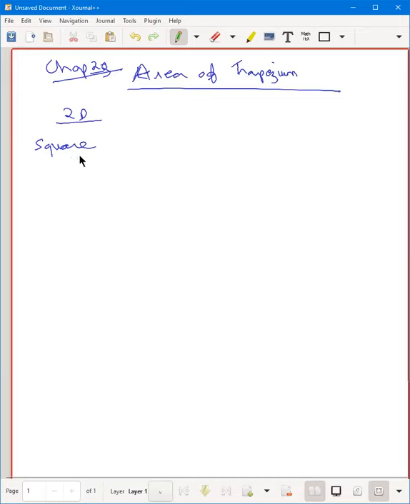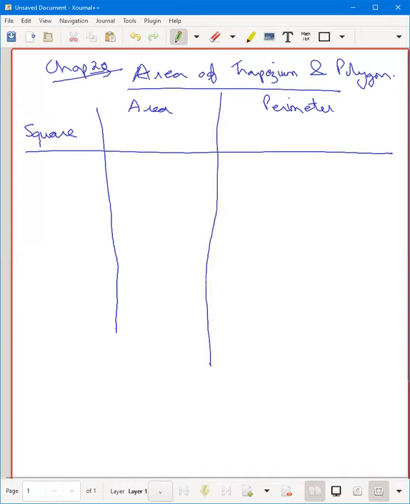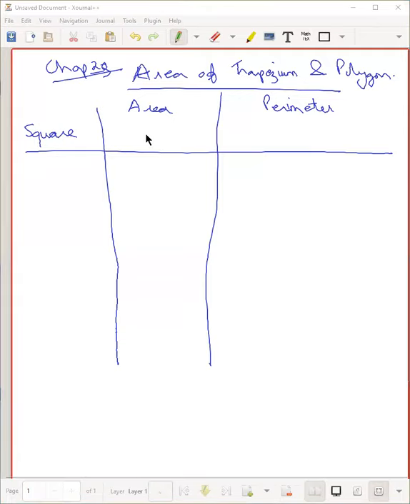So quickly, let's try to understand this. Most of this you already know. So we're going to take a few examples, area and perimeter. We are starting with areas of trapeziums and polygons. Okay, let's start with the basic one, square. What is the area of a square, Aryan? Aryan, are you there? Aryan, area of a square?